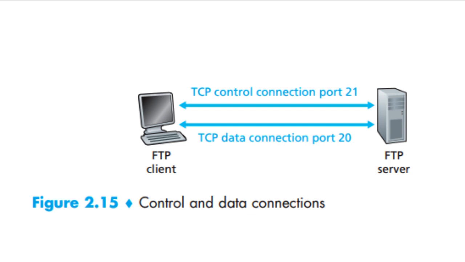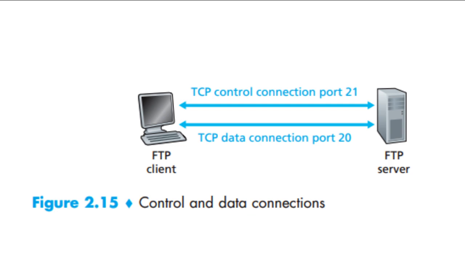Some of the more common commands are USER and PASS, which are used to send the user identification and user password to the server. LIST is used to ask the server to send back a list of all files in the current remote directory. RETR filename is used to retrieve a file from the current directory of the remote host. STOR filename is used to store a file into the current directory of the remote host.